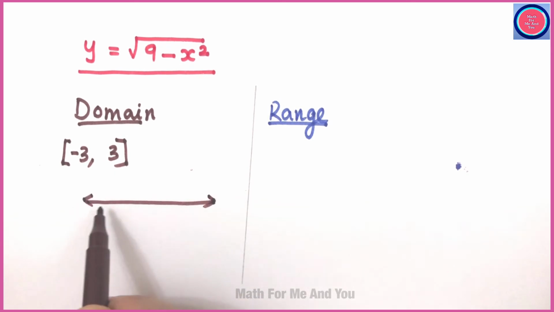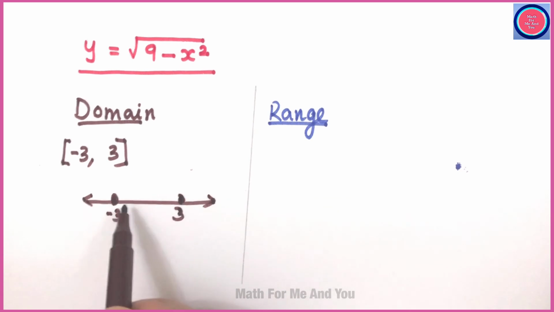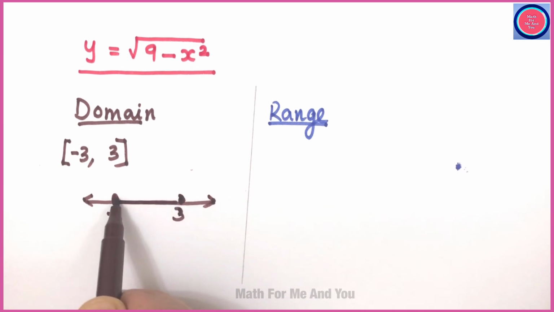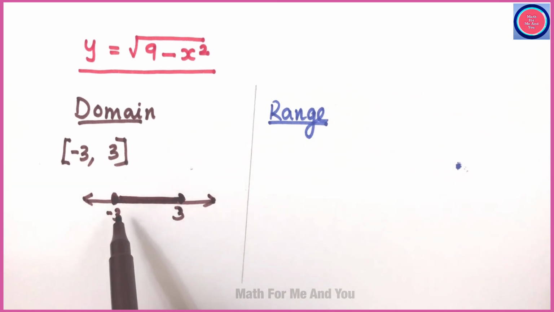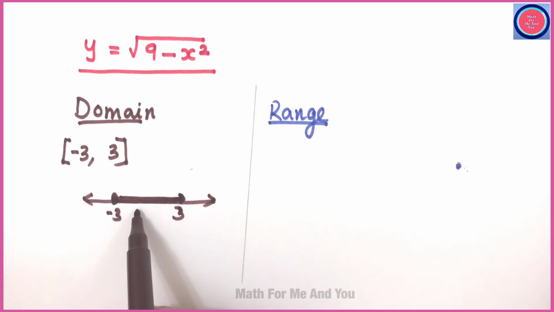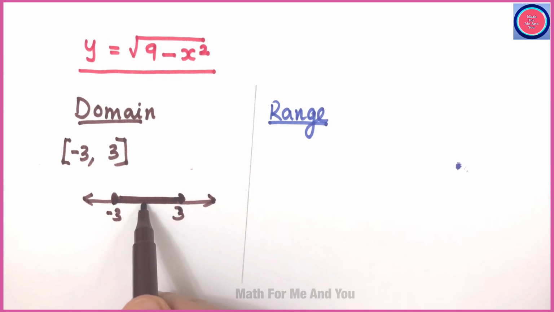How can we show this using a number line? Draw the number line. Put the small value minus 3 on the left side and close it. Positive 3 on the right side, also close it. And x takes the values from minus 3 to 3, so color the middle portion as well. Then what integers does x take? x takes the values minus 3, minus 2, minus 1, 0, 1, 2 and 3. The middle value is 0.